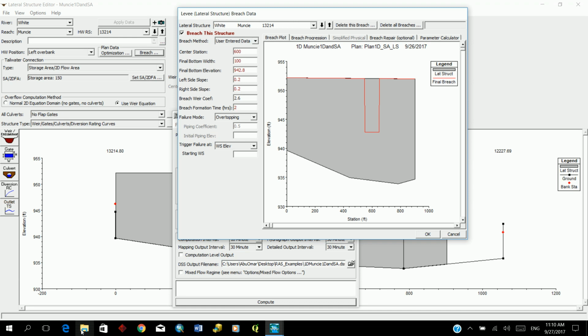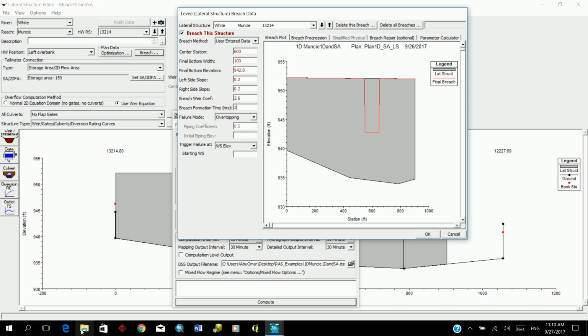Then the weir coefficient, because it will start acting like a weir, it's 2.6. The breach formation time, this is what I was explaining. It takes 2 hours to fully form the breach. Yeah? So it will take 2 hours.